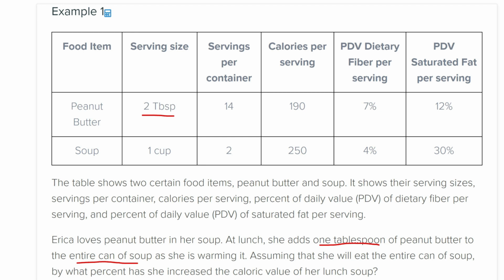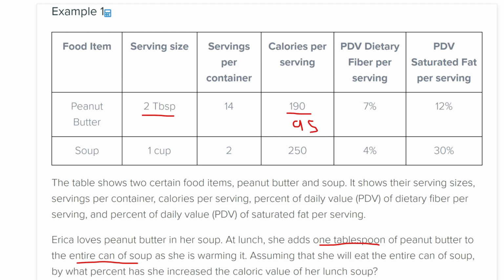Assuming that she will eat the entire can of soup, by what percent has she increased the caloric value of her lunch soup? So she is adding 1 tablespoon of peanut butter, and they're talking about calories. Now, we know 2 tablespoons equals 190 calories. TBSP, by the way, is tablespoon. So therefore, 1 tablespoon would be half of that in terms of calories. I can do that in my head, but obviously you can use a calculator if you want. That would be 95.